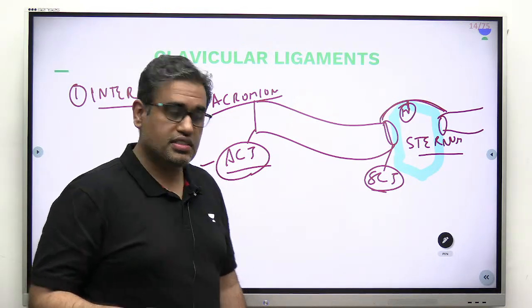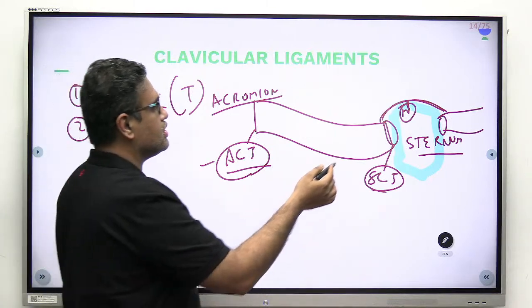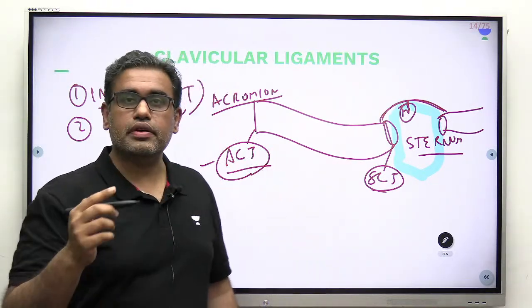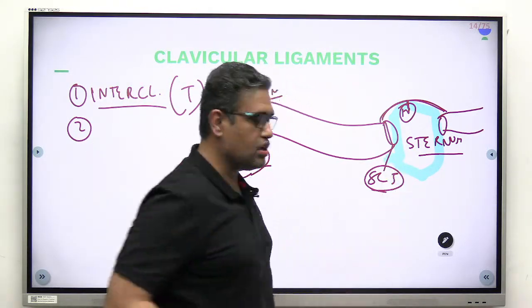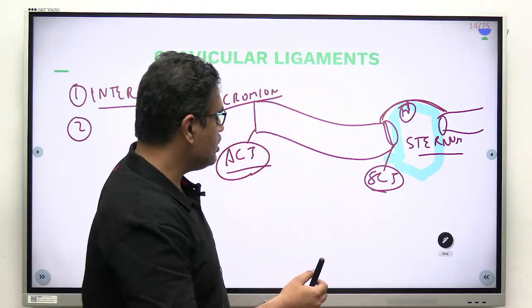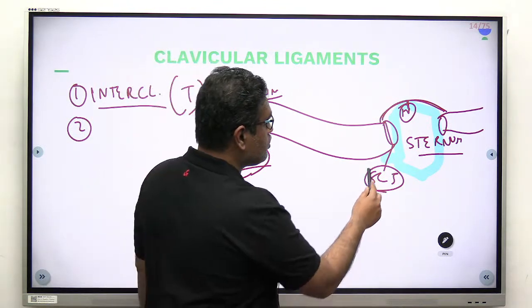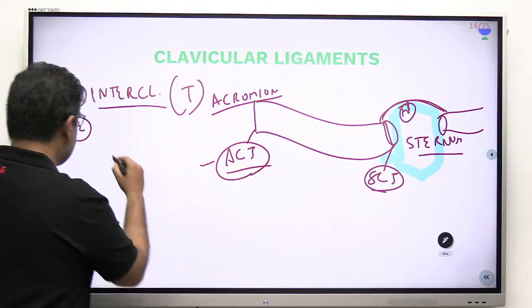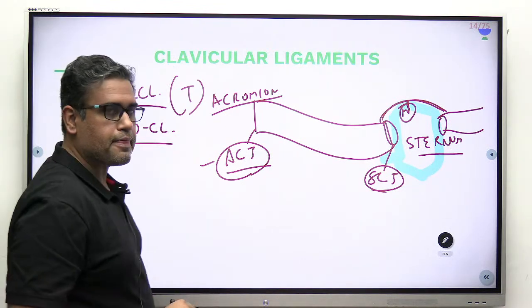Very important. The second ligament is present on the medial side, at the sternoclavicular joint. The bone lying just below the clavicle, attached to the manubrium sterni, is the first rib. So below the clavicle you have the costal cartilage of the first rib. Here is a ligament going from the costal cartilage to the clavicle, known as the costoclavicular ligament. So the second ligament here is our costoclavicular ligament.